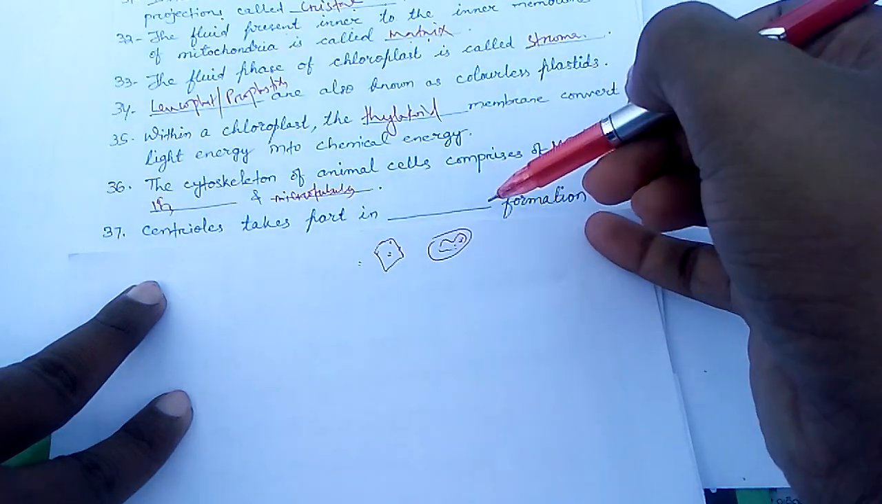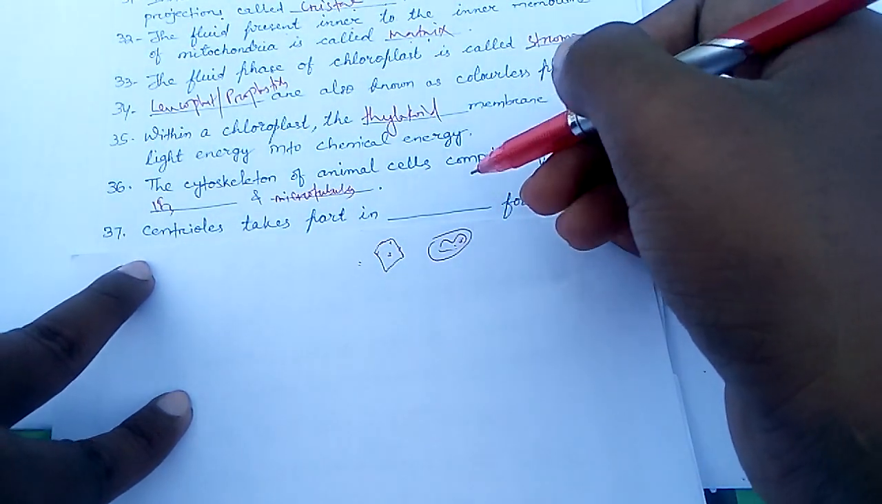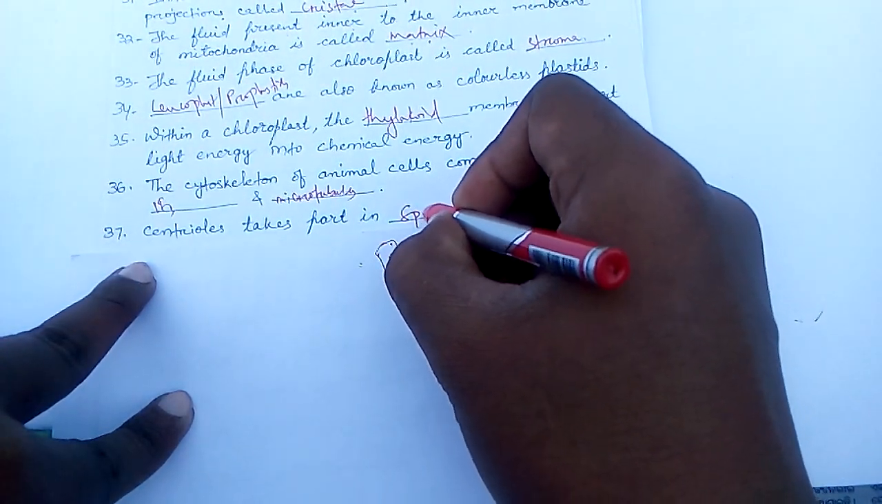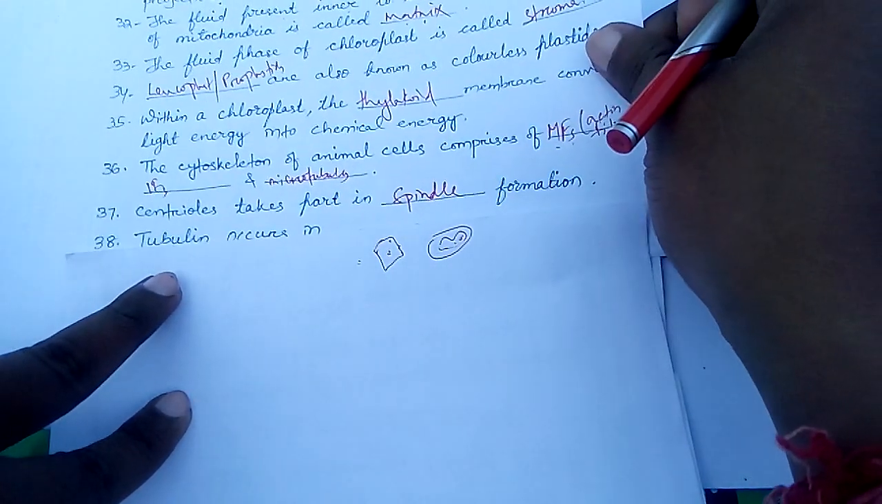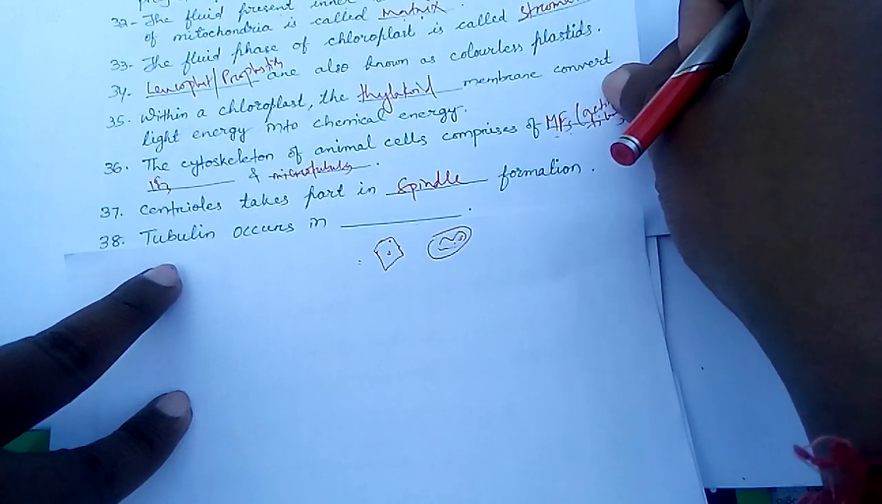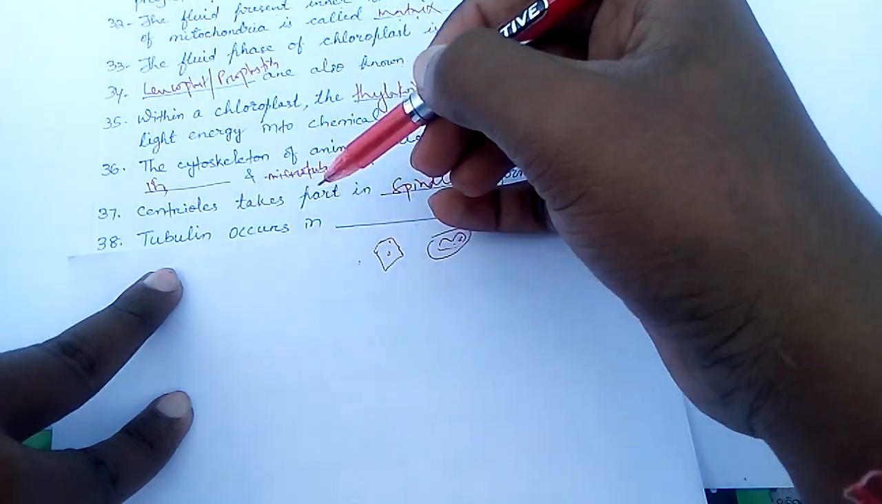Centrioles take part in dash formation. The function of centriole is being asked. Centrioles participate in the formation of spindle, S-P-I-N-D-L-E. You might have heard the terms spindle, spindle fiber, etc. That spindle, or thread-like structure, is formed by the centrioles. Then question number 38.